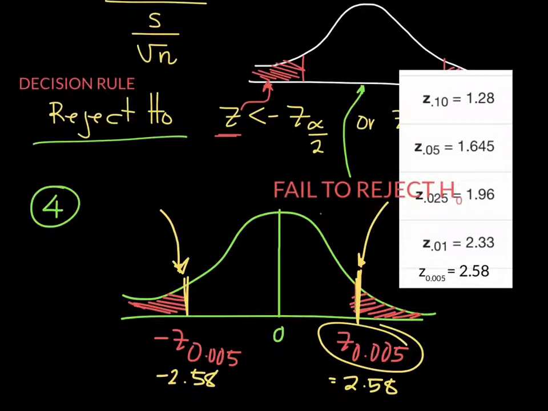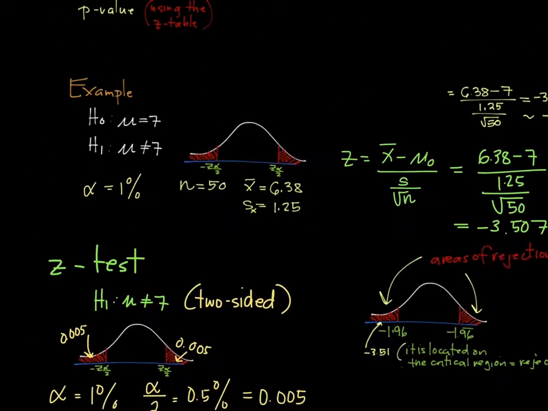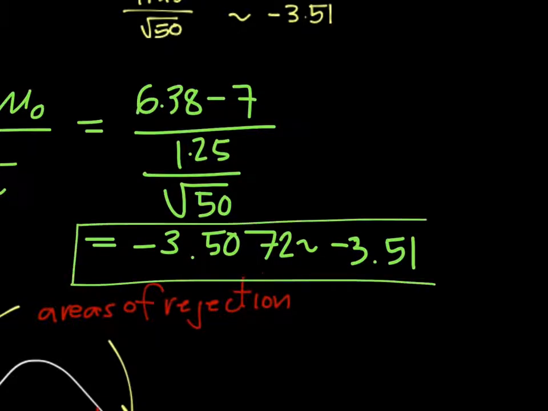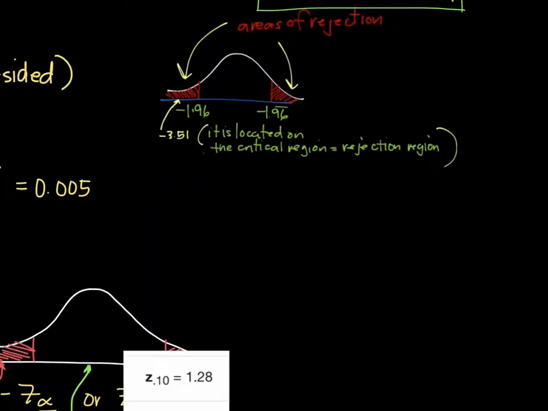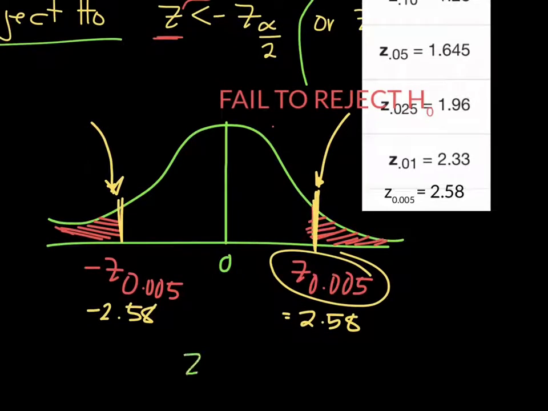Once you have identified the critical values, you go back to step number 3, and that is the computed value for the z. And we have solved for that value, and that is negative 3.51. So get this number and place it on the diagram. So if the z value, this is the computed z, the test statistic value, is negative 3.51, find its location in the graph.